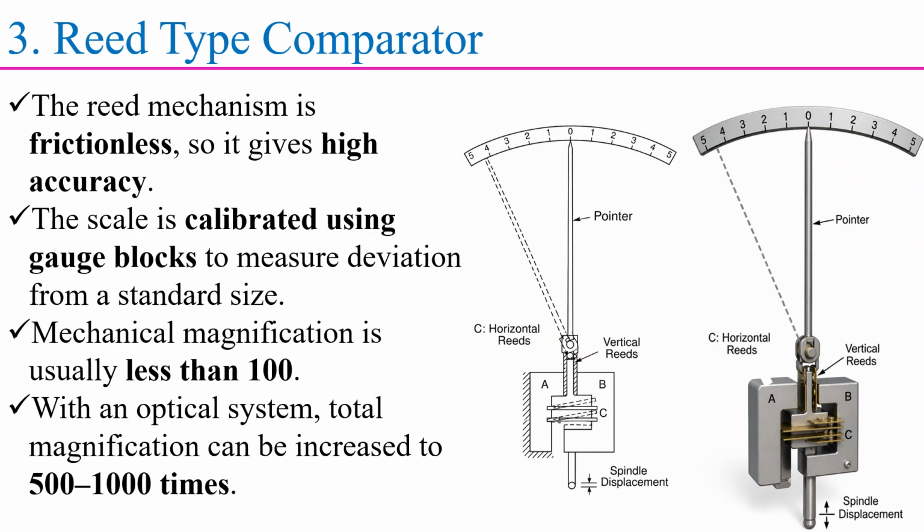So let's see the advantages. Reed mechanism is frictionless, so it gives high accuracy. Scale is calibrated using gauge blocks to measure deviation from a standard size, and the mechanical magnification is usually less than 100. So while this is connected with the optical system, then total magnification can be increased to 500 to 1000 times. So this is about the reed type comparator.